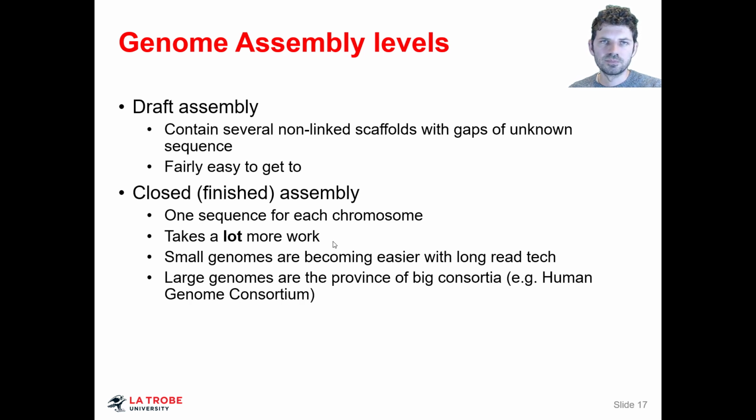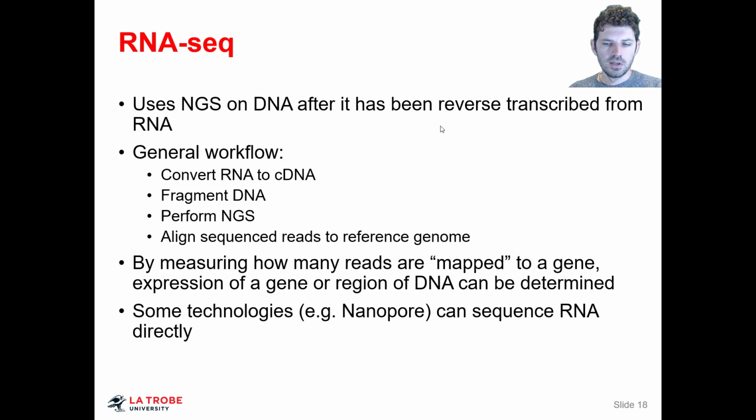Generally speaking, we can do it for small genomes like the ones in viruses and bacteria pretty easily if you're combining short read technologies like Illumina with long read technologies like Nanopore and PacBio. However, if you're trying to do this for eukaryotes, which have large genomes, then you generally need collaboration between quite a few labs.